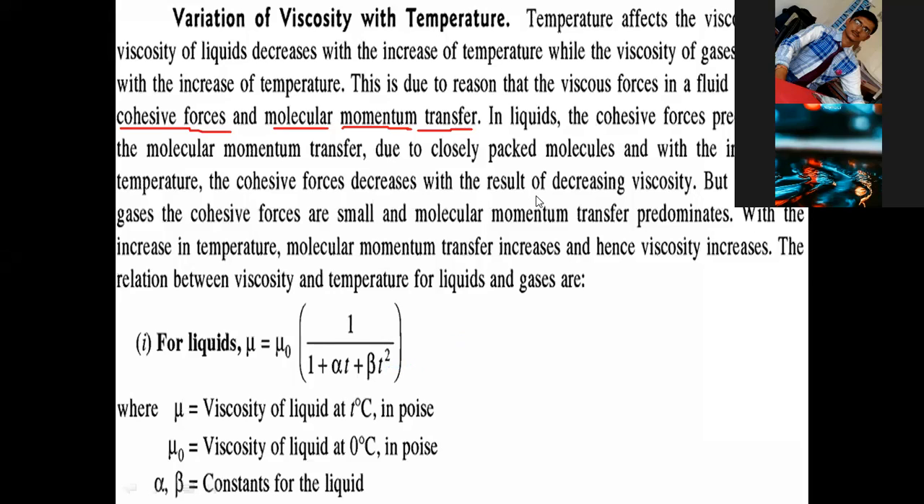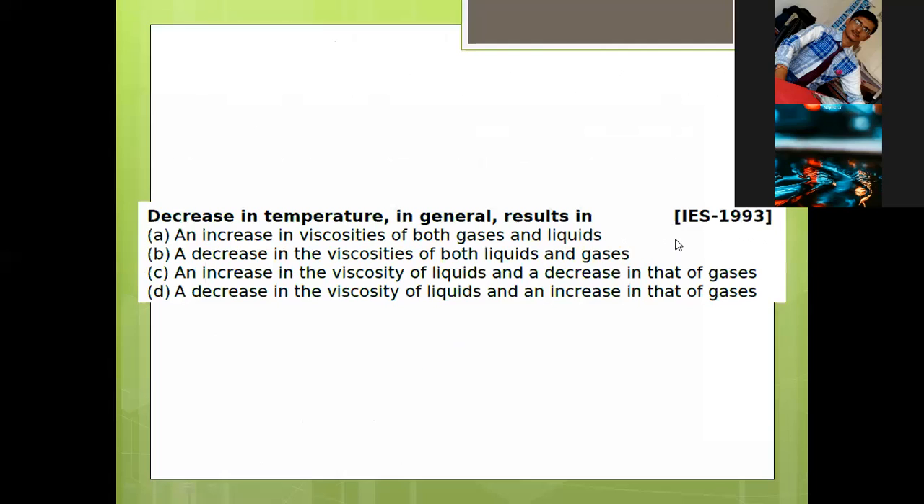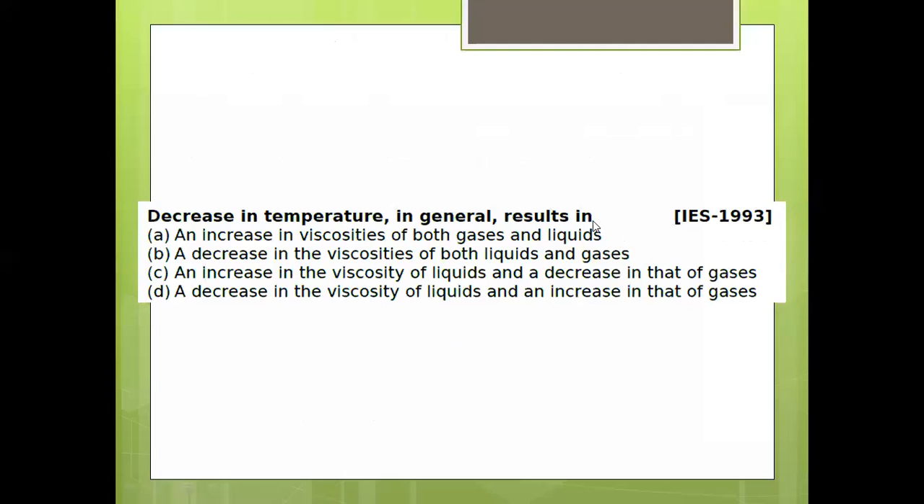So let us now move ahead. This is the question. It has been asked in the IES examination 1993. What is the question? Decrease in temperature in general results in, these are the four options. Now you have to select the correct option. Tell me which is the correct one. The first option is an increase in viscosity of both gases and liquids. So that is not the correct answer.